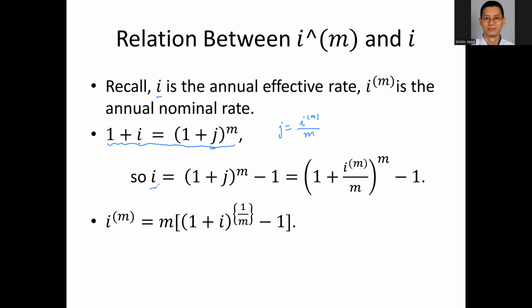So i, the effective annual rate, equals 1 plus j to the m minus 1, which is also 1 plus i to the m over m, to the m, minus 1. And similarly, from the effective annual rate, we can get the nominal rate based on this formula. This m should be known. It's the number of times the rate is compounded per year. All right.